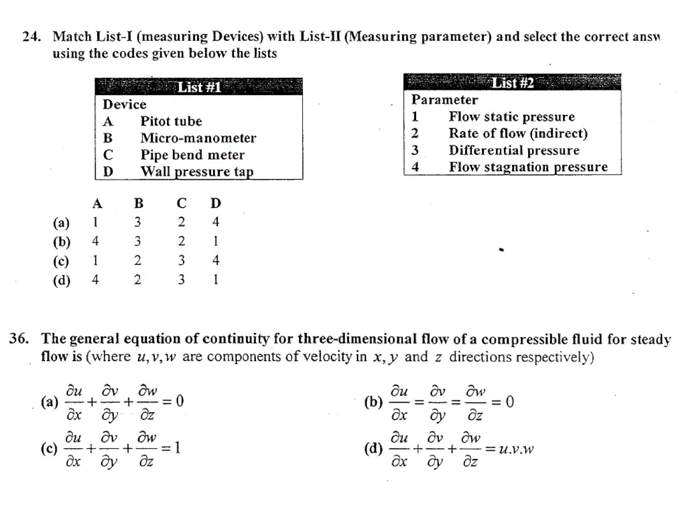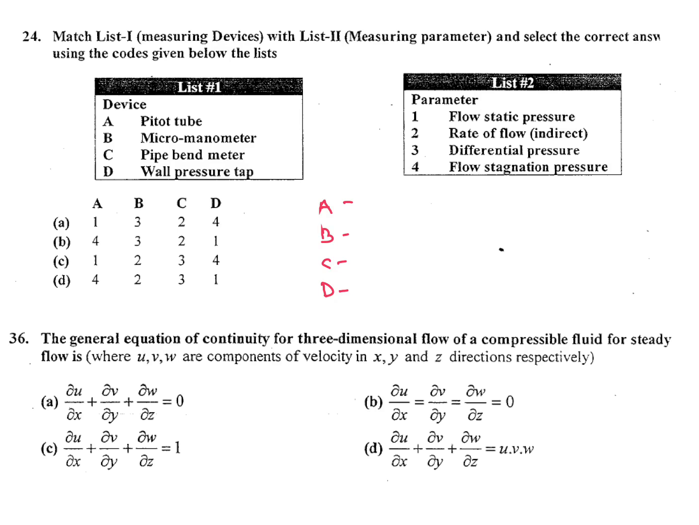Match list 1 measuring devices with list 2 measuring parameter and select the correct answer using the codes given below. List 1 devices: A is pitot tube, this is very important; B micromanometer; C pipe bend meter; D wall pressure tap. List 2 parameters: one is flow static pressure, second is rate of flow indirect, 3 is differential pressure, 4 is flow stagnation pressure.